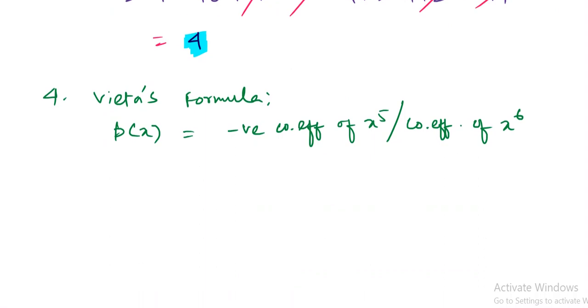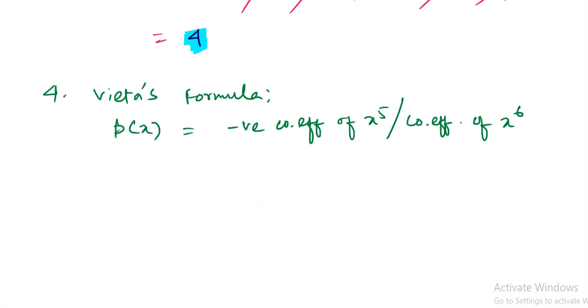So negative coefficient of x to the power 5: the coefficient of x to the power 5 is 10, and the negative coefficient is minus 10. The coefficient of x to the power 6 is 1. So what will be the result here? Minus 10. So to find the sum of the squares of the roots, we can use the identity. So what is the identity?